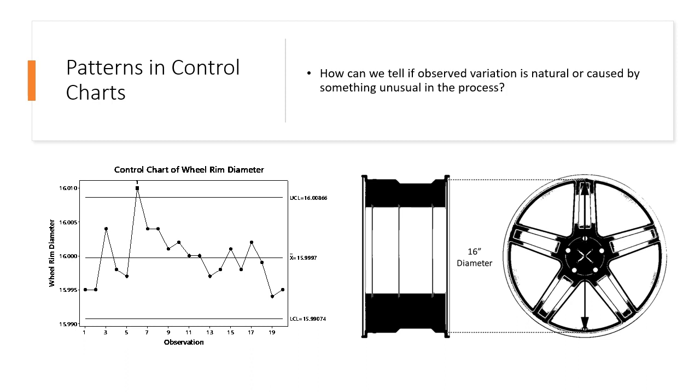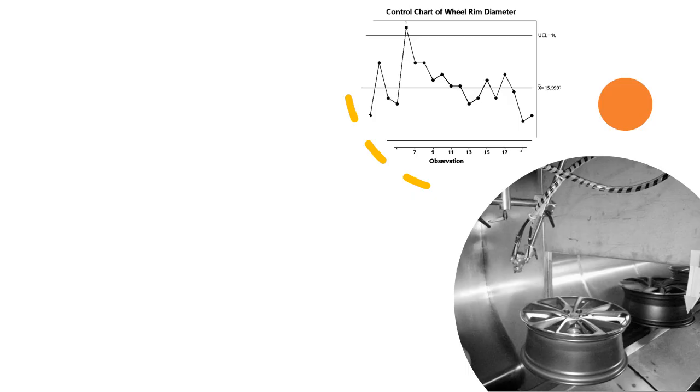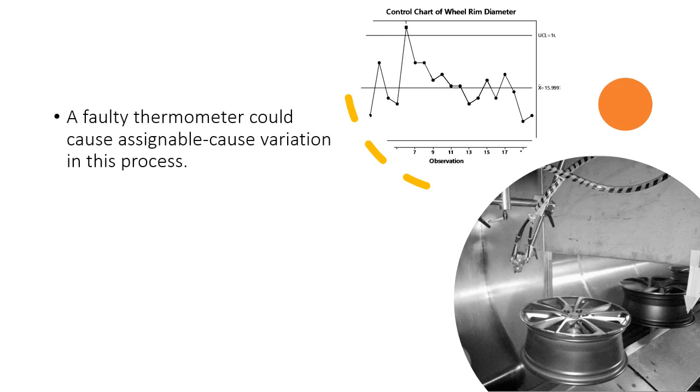Besides looking for points outside of the control limit, we can look for patterns in control charts to decide if a process is out of control. For example, at a company, problems in the real manufacturing process can contribute to assignable cause variation. For instance, an assembly line operator checks the tap temperature before casting the molten metal into the wheel mold. An improperly calibrated thermometer could give a low reading. This could result in a problem with the wheel rim diameter and an out of control point on the control chart.